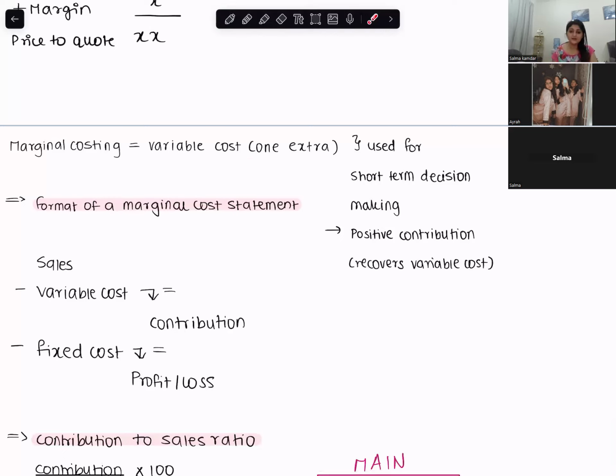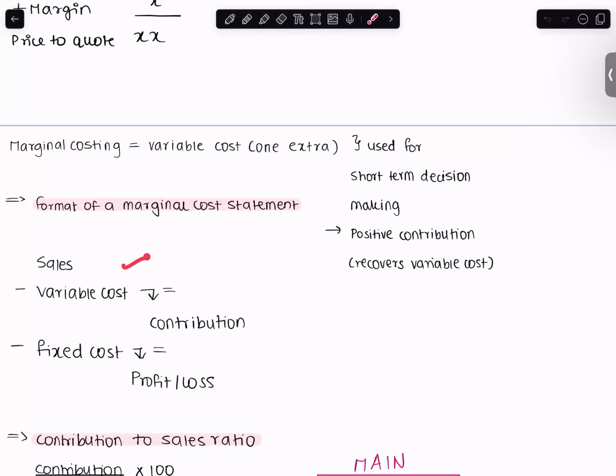Can you give me the format of the marginal cost statement? So in the marginal cost statement, it starts with the sales, then you minus the variable cost, which will give you the contribution. Then you minus the fixed cost, that will give you the profit or loss.